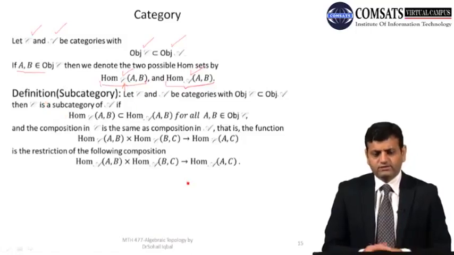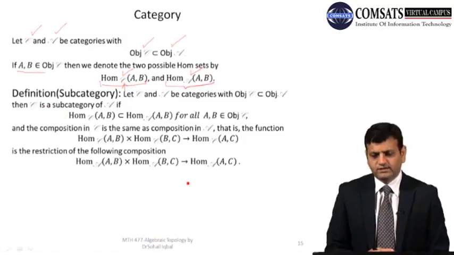So what is a subcategory? Let C and A be categories, and the objects of C are contained in the objects of A. Then C is a subcategory of A if the hom-set between A and B in the category C is a subset of the hom-set between A and B in the category A, for all A, B belonging to the objects of C. So not only are the objects subsets, but also the morphisms between any two objects.